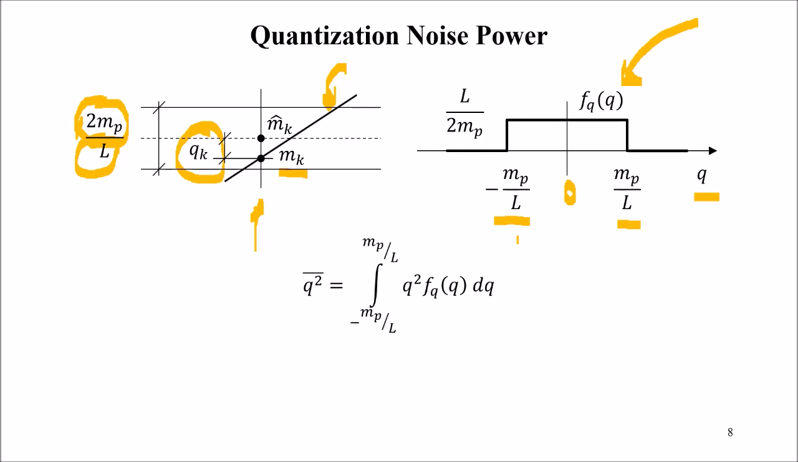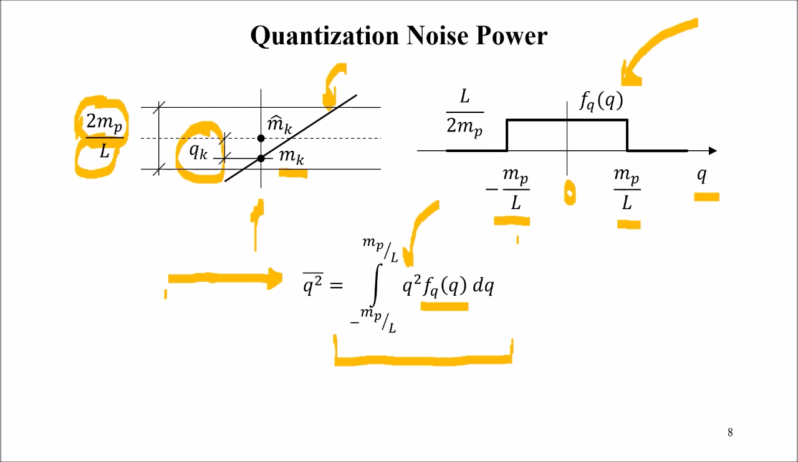Okay, so now we can use this probability density function to find the average value of Q squared. That would be the noise power. This is what we're looking at here. It's shown as a time average, but we're going to take the statistical average of Q squared by plugging Q squared into this integral, multiplying by the probability density function, and integrating over all values of Q, which ranges from minus MP over L to plus MP over L.